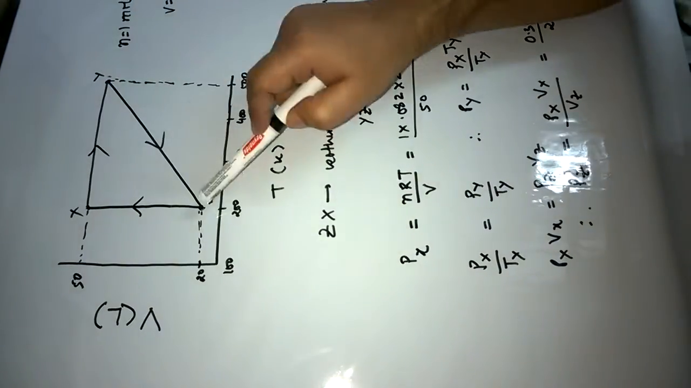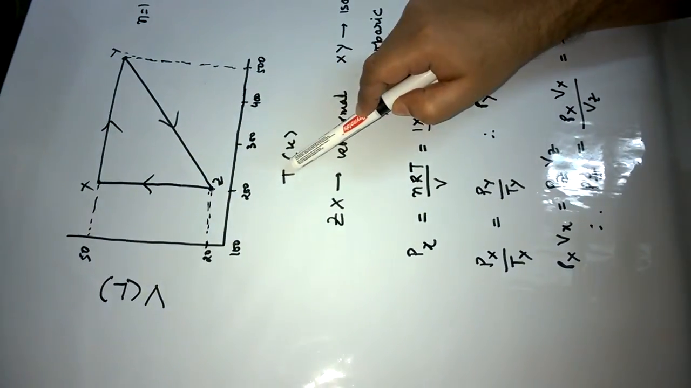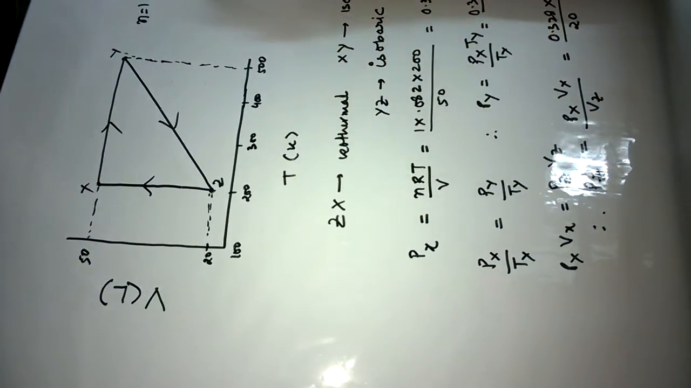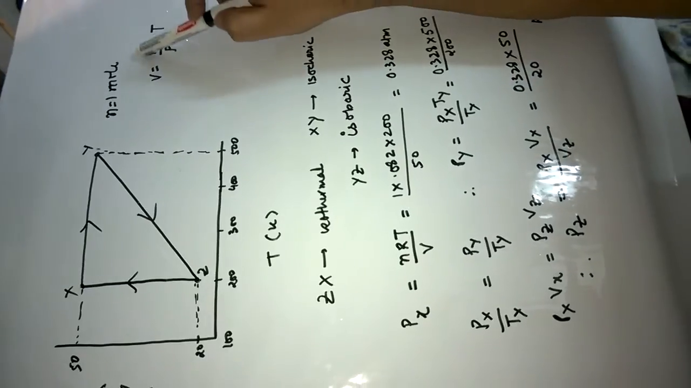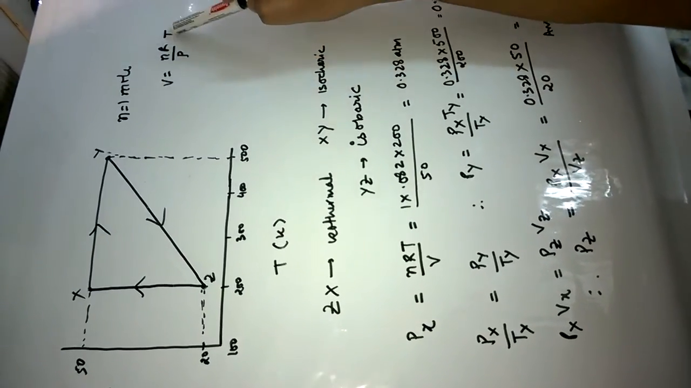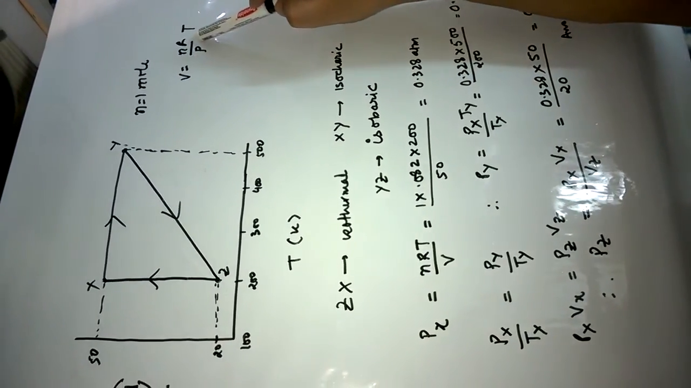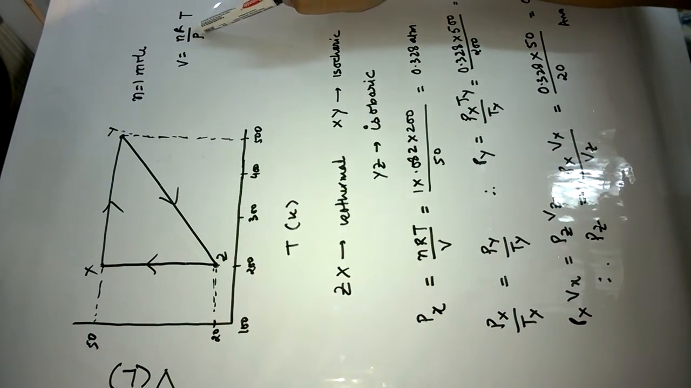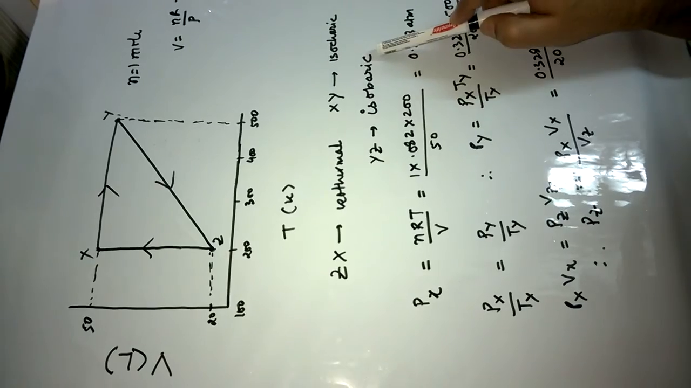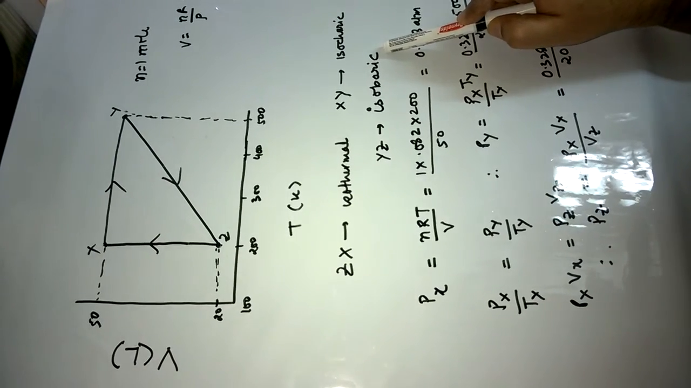For YZ, we find the volume versus temperature curve is a straight line. Now if volume versus temperature curve is a straight line, then pressure has to be constant, because volume is equal to nRT upon P. This is equal to slope of V versus T, and if slope is constant, then only we will get a straight line curve, and for a constant slope P has to be constant. So YZ has to be an isobaric process.